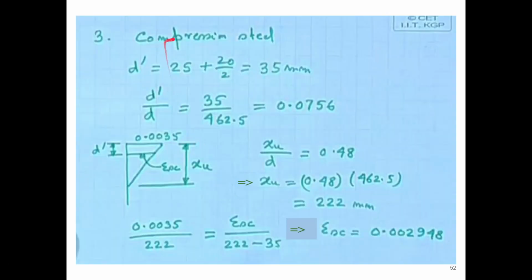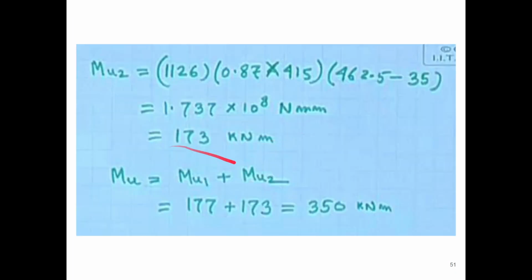Now we will go through the compression side. For the compression side the Mu1 value will be the same, that is 177, because that is the limiting condition. It is a balanced condition, so it will be the same for both tension and compression.